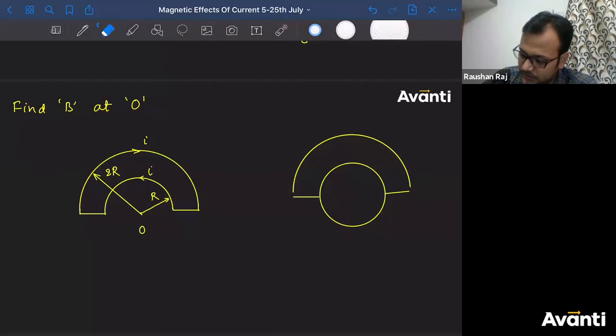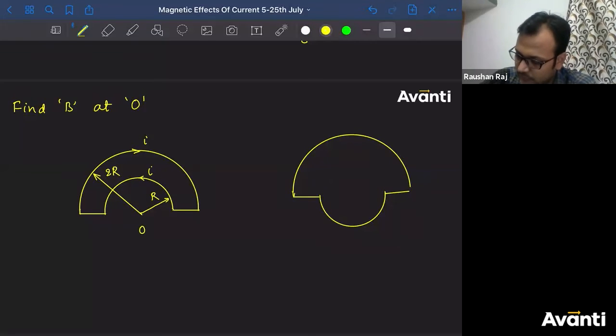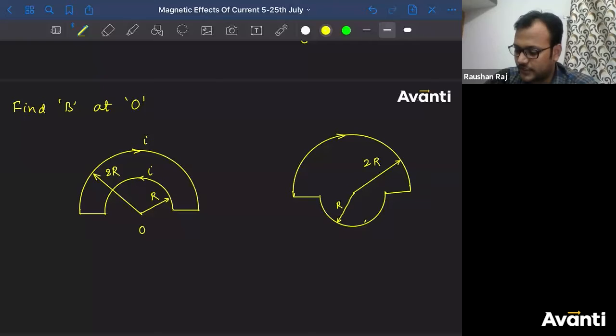Okay, that's done. Delete this part. And now current will move in this direction. This is the center. This is the radius, and this radius is again 2r. And this is r. The current will flow like this, current I. And this is point O, the center. Okay? Quickly answer both of them.